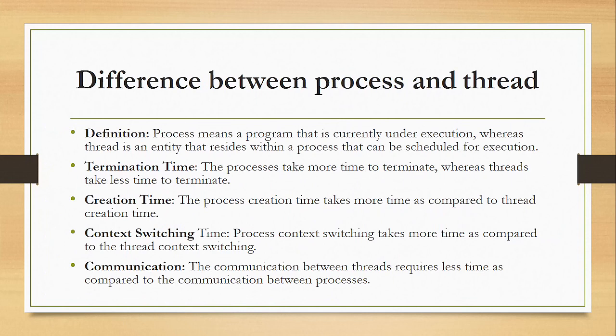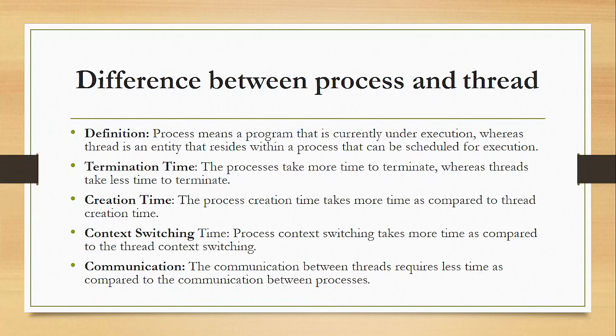Then, what's the difference between a process and a thread? So, in summary, based on the definition, we have seen that a process is actually a program that is currently under execution, whereas the thread resides within that particular process and is scheduled for what? Execution. Termination time, as a matter of fact: a process will take a lot of time to be terminated. I think we illustrated this in the previous diagram, whereas the threads will take less time. Of course, the same applies to creation time.